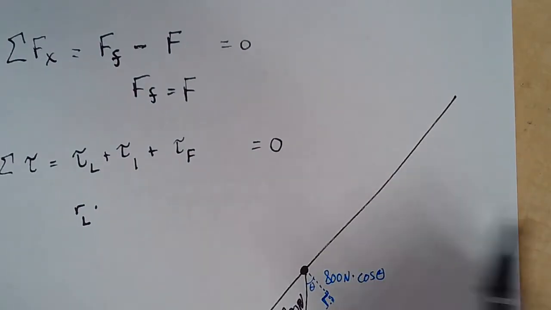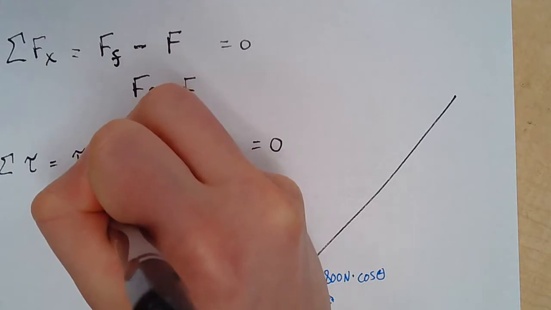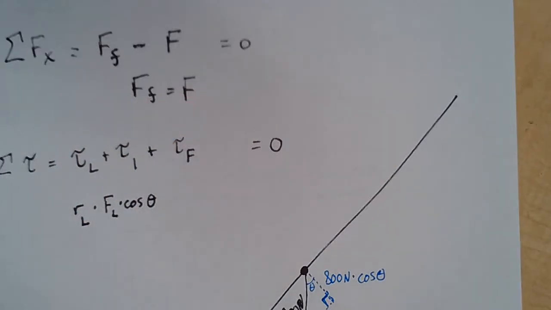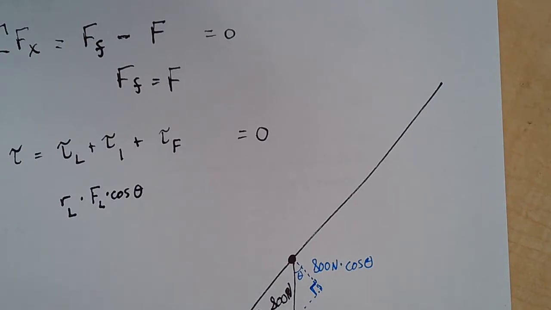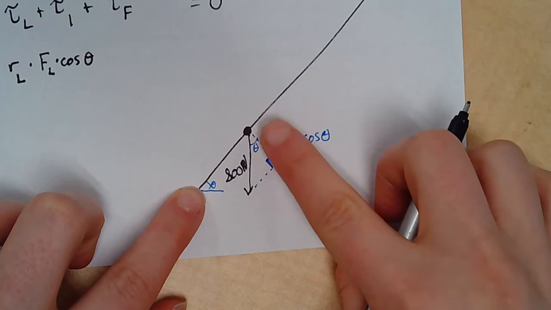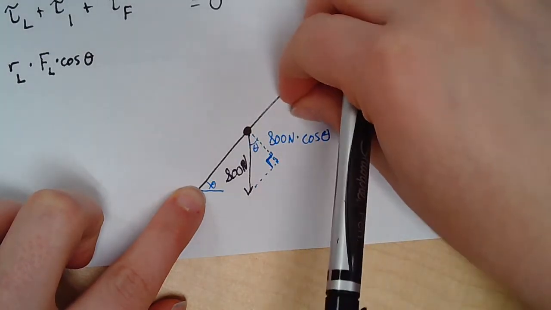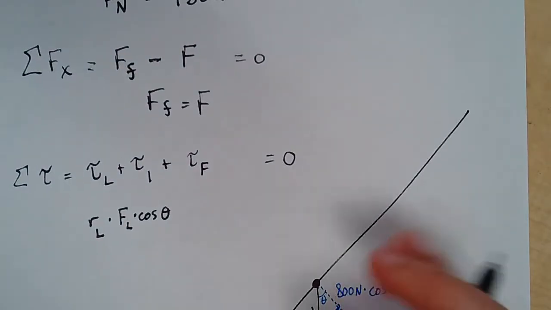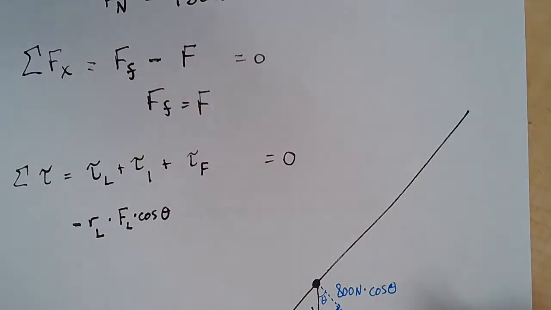So when we go to write that in variable terms, we're going to take the force of Lancelot times cosine of theta. Now, is this causing a clockwise or counterclockwise torque? Well, we look at how this would do with the ladder. If this was the only force on the ladder, it would pull it this way. That's going to be the clockwise motion. So that, of course, is going to be a negative torque.